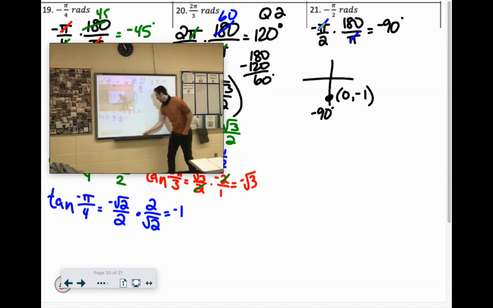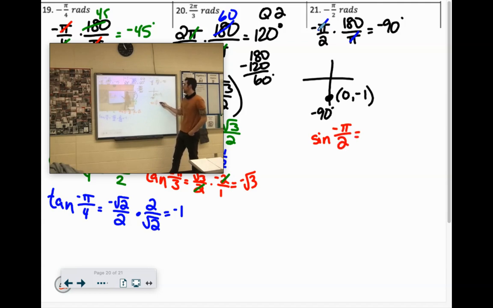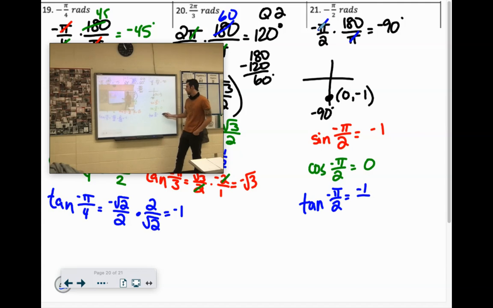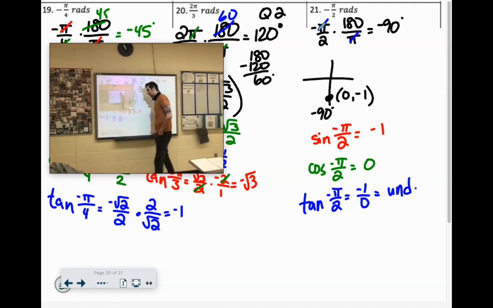So let's start with red here. Sine of negative pi over 2. Sine is the y-coordinate, which is negative 1. Cosine is the x-coordinate. So cosine of negative pi over 2 would be 0. And then tangent of negative pi over 2. We do the y-coordinate divided by the x-coordinate. Again, we end up with 0 in the denominator, which is undefined.